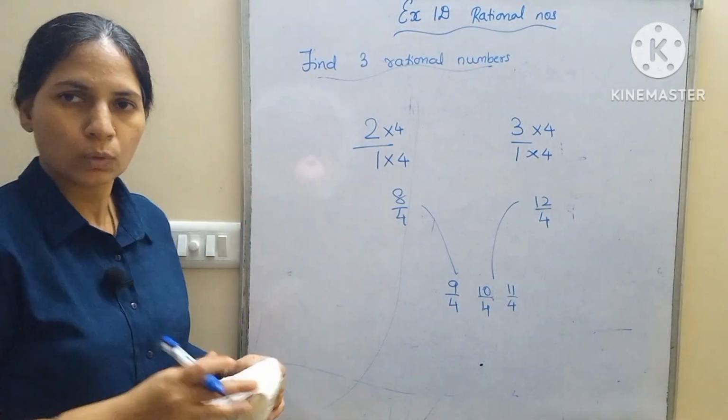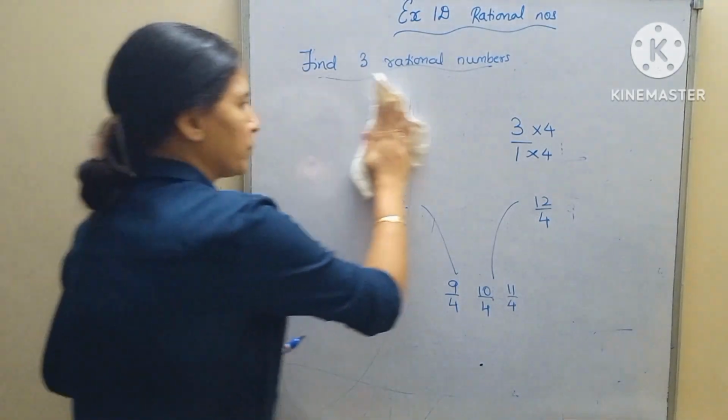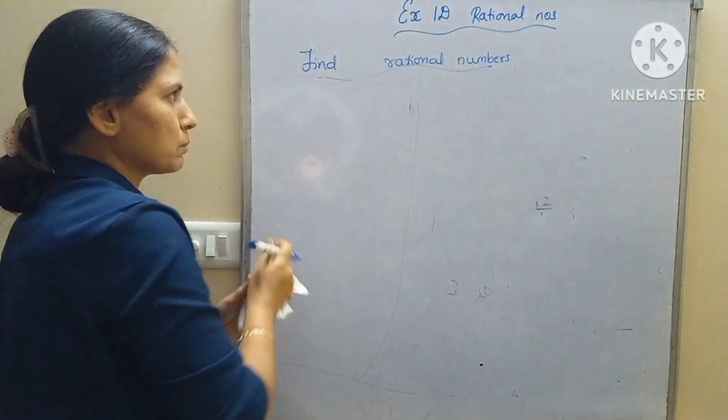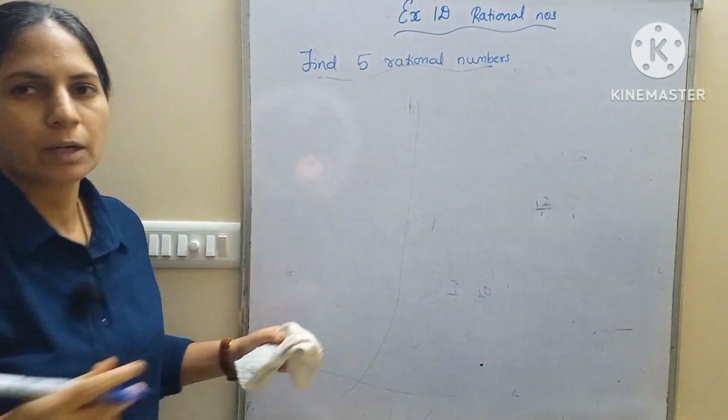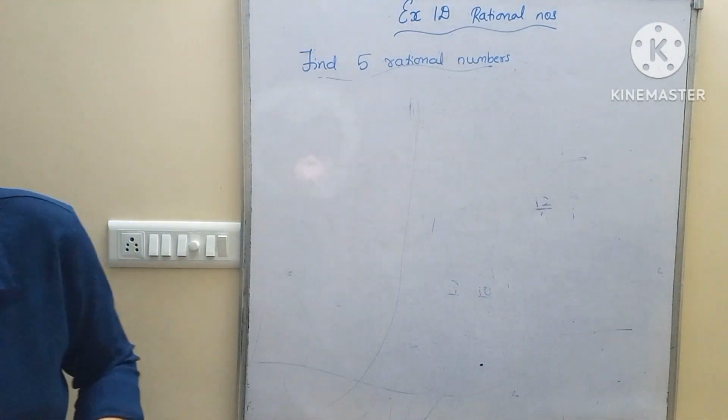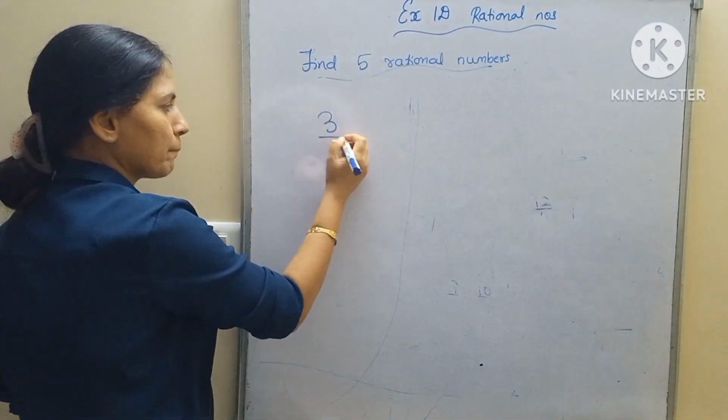Right? You only have to use your logic. Okay? Now my dear students, what if they tell you to find 5 rational numbers in between? They may tell you to find 10, 5, 6. So if they tell you to find 5 rational numbers between 3 upon 5 and 2 upon 3.